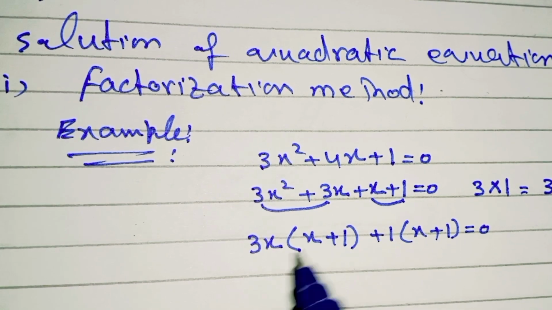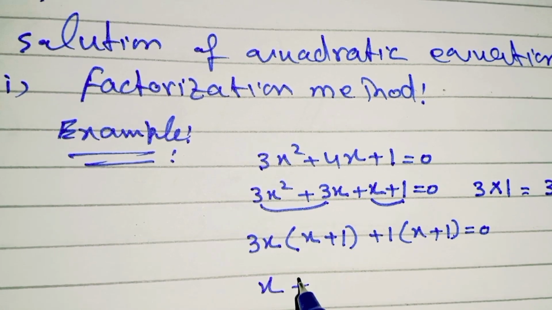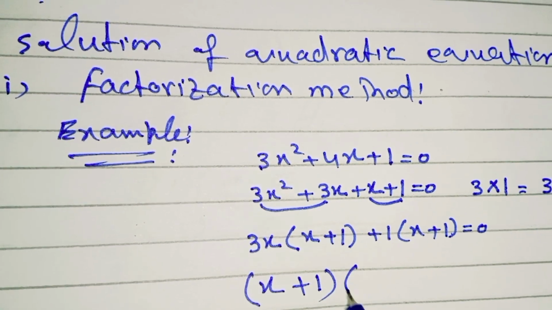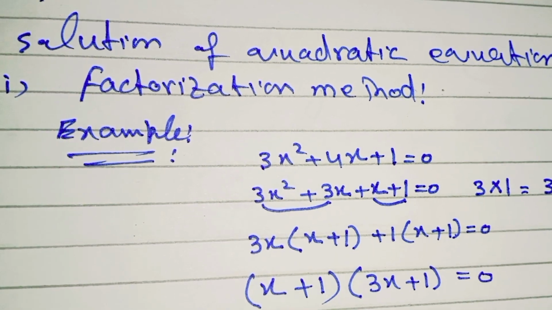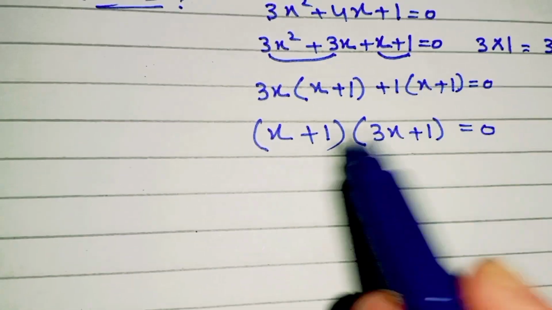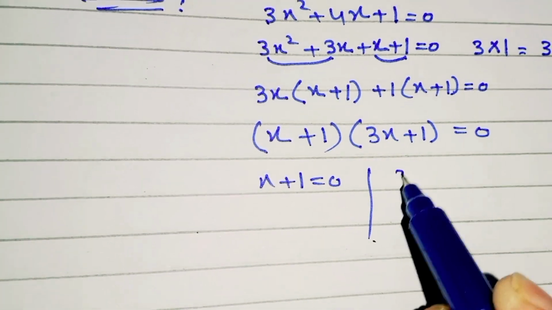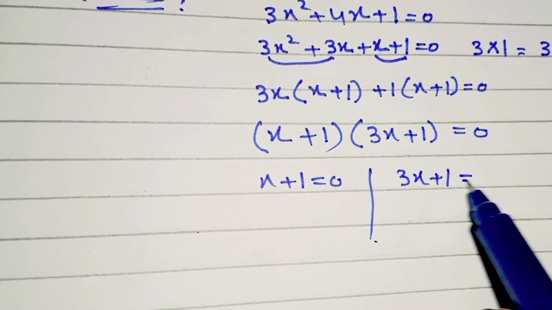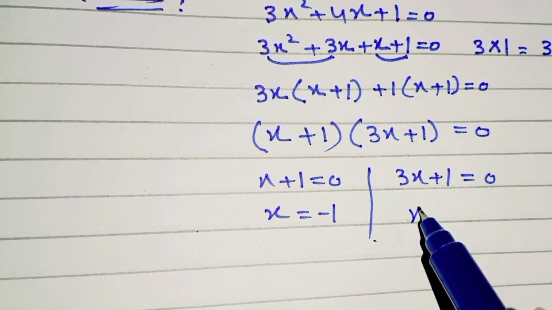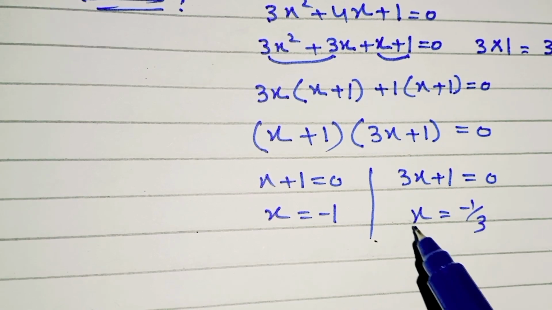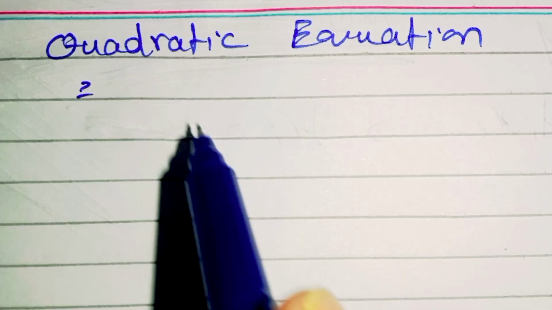Taking common x plus 1 from these two terms, x plus 1, then the remaining terms will be 3x plus 1 is equal to 0. So we have x plus 1 is equal to 0 and 3x plus 1 is equal to 0. X is equal to minus 1 and x is equal to minus 1 over 3. These are the required answers.